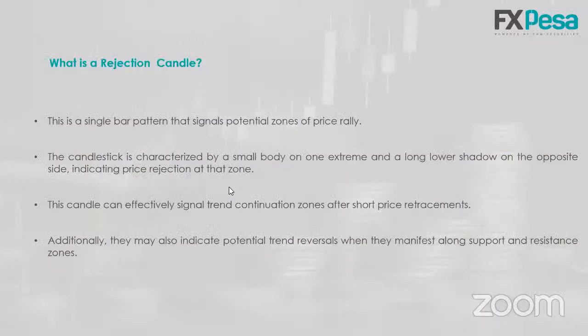So let's start by looking at what a rejection candle is. This is a single bar pattern that signals potential zones of price rally. The candlestick is characterized by a small body on one extreme and a long lower shadow on the opposite side, or an upper shadow on the opposite side, indicating price rejection at that zone. So this candle can effectively signal a trend continuation after short price retracements, and it might also indicate potential trend reversals when they show along support, resistance levels, or even at demand and supply areas.